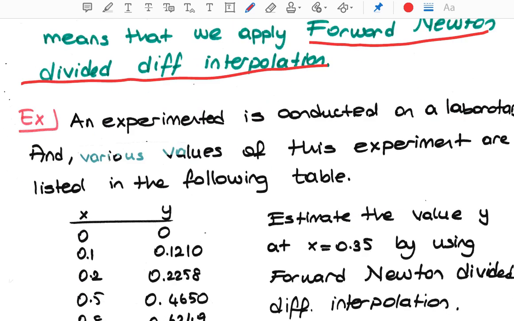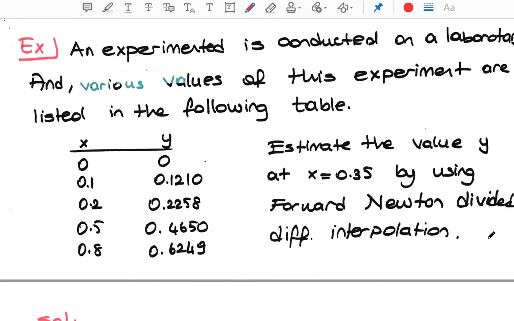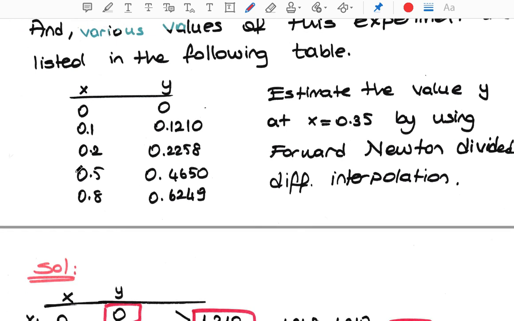Okay, guys, it is time to see an example for it. An experiment is conducted in a laboratory and various values of this experiment are listed in the following table. Estimate the value of y at the point 0.35 by using forward Newton divided difference interpolation. Okay, let's go ahead. Here is 0.1. So don't forget this is missing inside my domain. Because of this we are saying we are doing interpolation here.